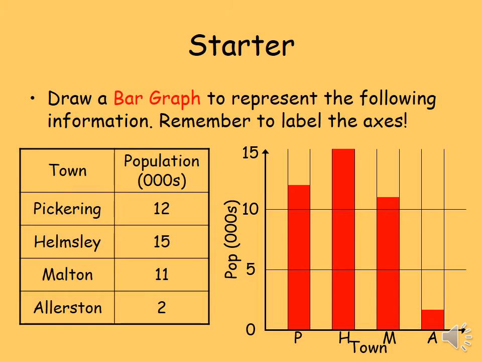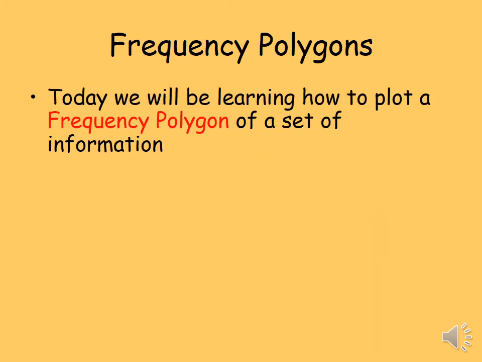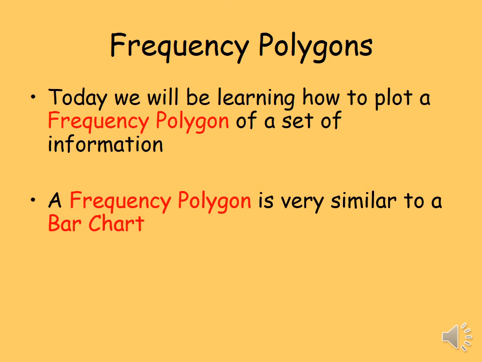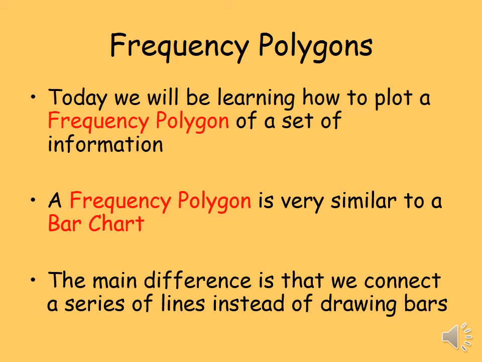Okay, so let's make a start on today's topic. We're going to be looking at frequency polygons for sets of information, whether they're in a table form or group form, etc. It's essentially very similar to bar charts, and the difference is that we connect a series of lines, whereas if you look at the previous one, it was just bars. For the actual polygon, we're going to have a series of lines.